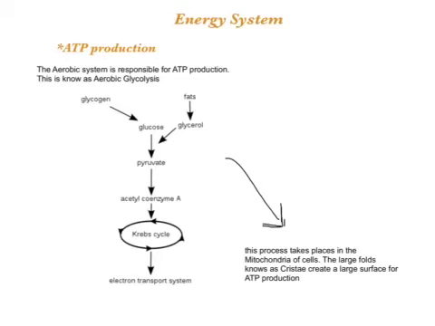The hydrogen atoms from the Krebs cycle enter the electron transport chain, which combined with oxygen produces a lot of ATP, helping us to perform low-intensity exercise, such as running for 30 minutes. This cycle happens in the mitochondria of cells. The large folds, known as cristae, create a large surface for ATP production.